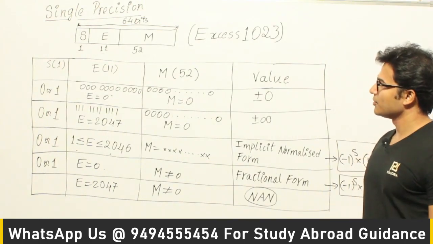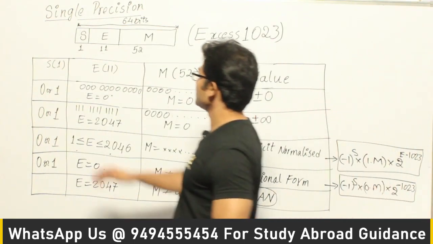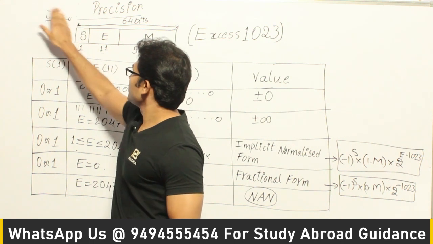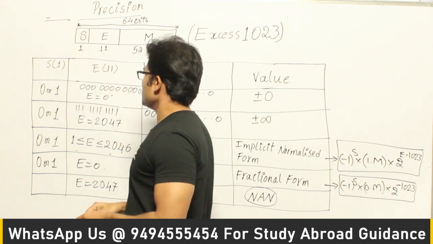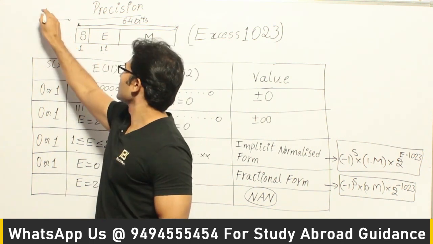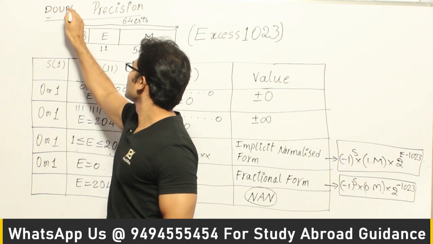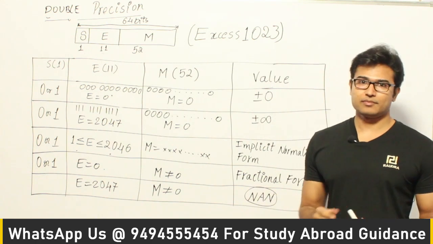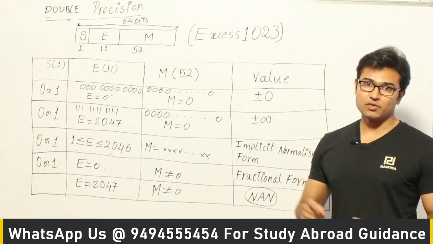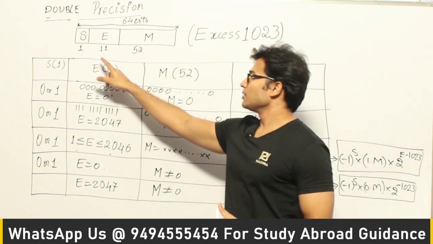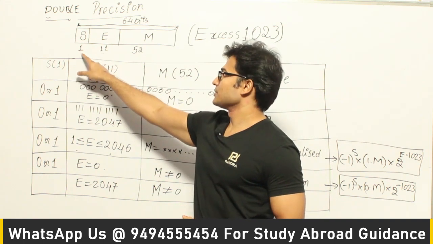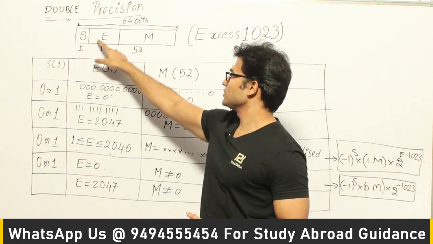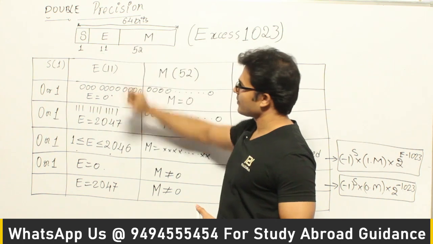Now let's see double precision. So this is the double precision. In double precision we are going to use 64 bits instead of 32 bits, so everything is the same. The only thing is, instead of 32 bits we are going to use 64 bits here, and the bit distribution is like this. 1 bit is for sign, 11 bits are for exponent, and 52 bits are for mantissa.